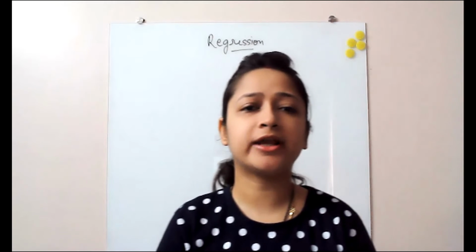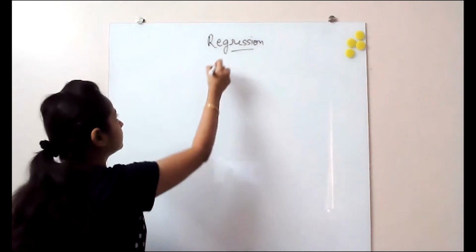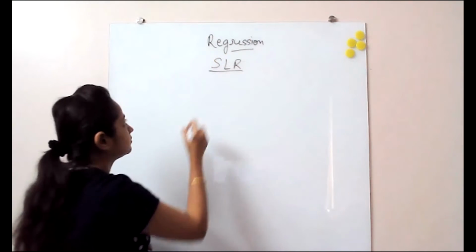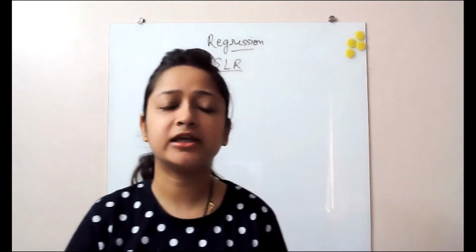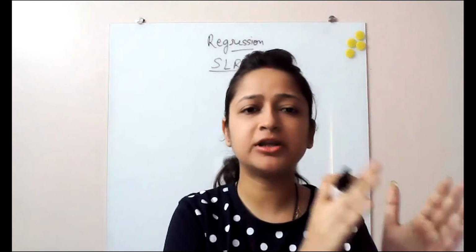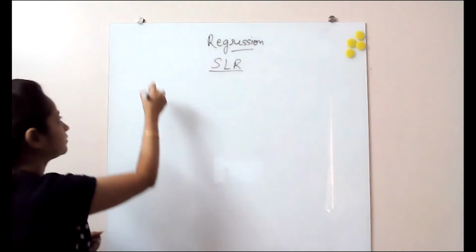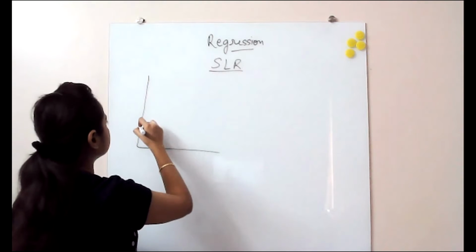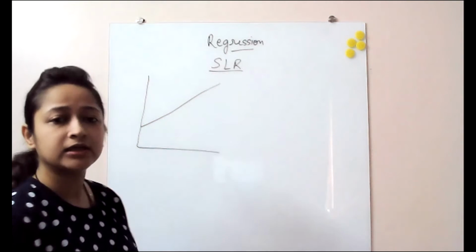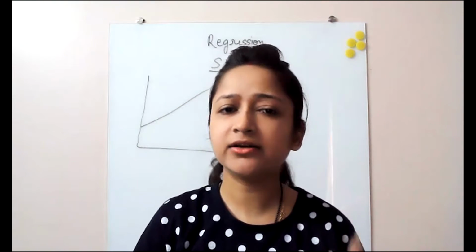Now, I want to tell you what simple linear regression is. Simple linear regression is when the data fits on a straight line. If we have data on investment and profit, and we put that data on a graph paper and get a line like this, then we call it linear regression.